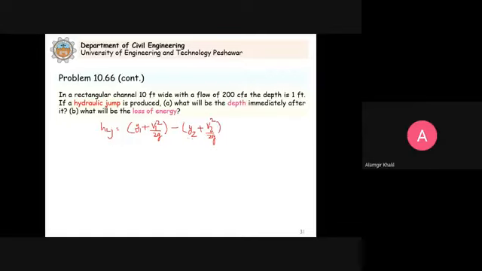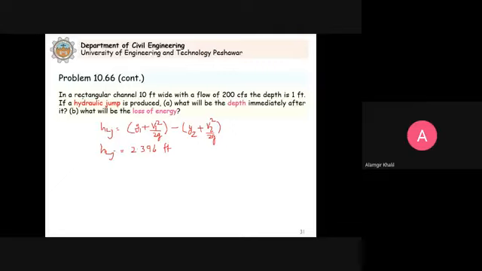So already we have the values. You can put the values here. Just plug in the values. So this HLJ will be equal to 2.396 head loss. So this is in feet.